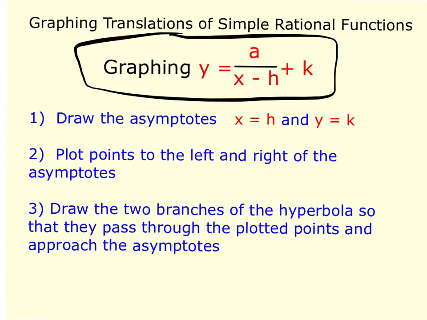So what you're going to do is start by noting that h is always going to be your vertical asymptote, and that's noted right here. So if you have x minus h, for example x minus 3, x equals 3 will be a vertical asymptote. y equals k is going to be your horizontal asymptote. So you'll have just one vertical, one horizontal, and then you'll just plot points to the left and to the right of the vertical asymptote, and then draw in the branches. It's going to be very familiar to the last example that you watched, and also quite simple. So I'm just going to walk through one example of the HK rational function.